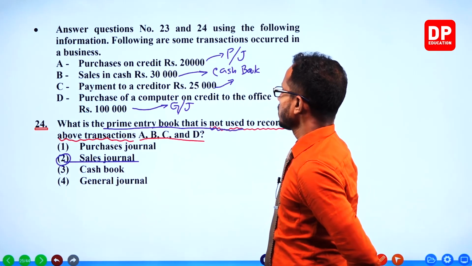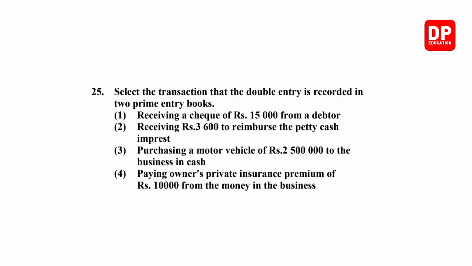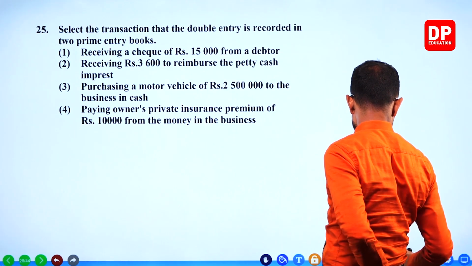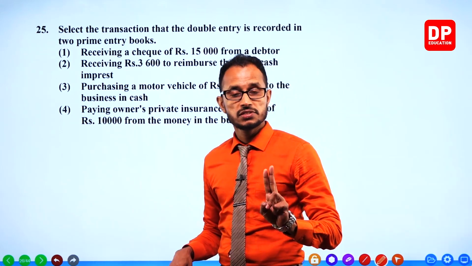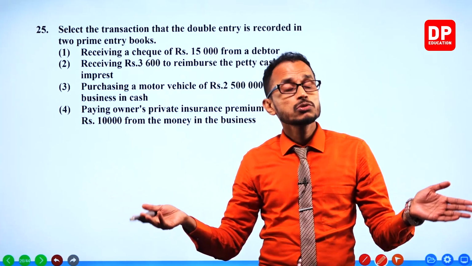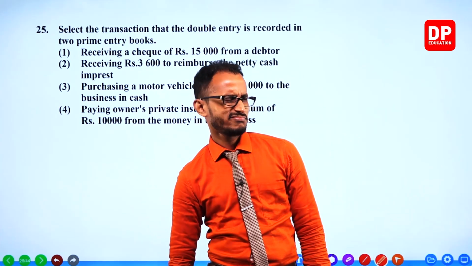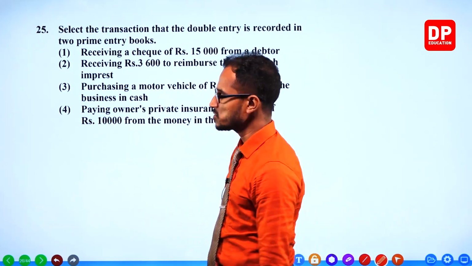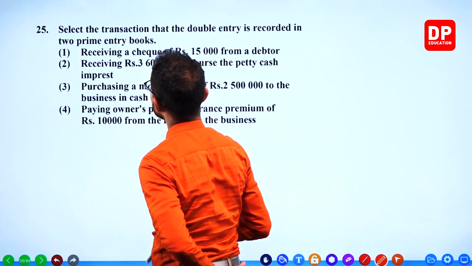Next question. Select the transaction that double entry is recorded in 2 prime entry books. Oof. Okay. The transaction that goes to 2 prime entry books. The double entry goes to 2 prime entry books. How come? Double entries go to ledgers now.